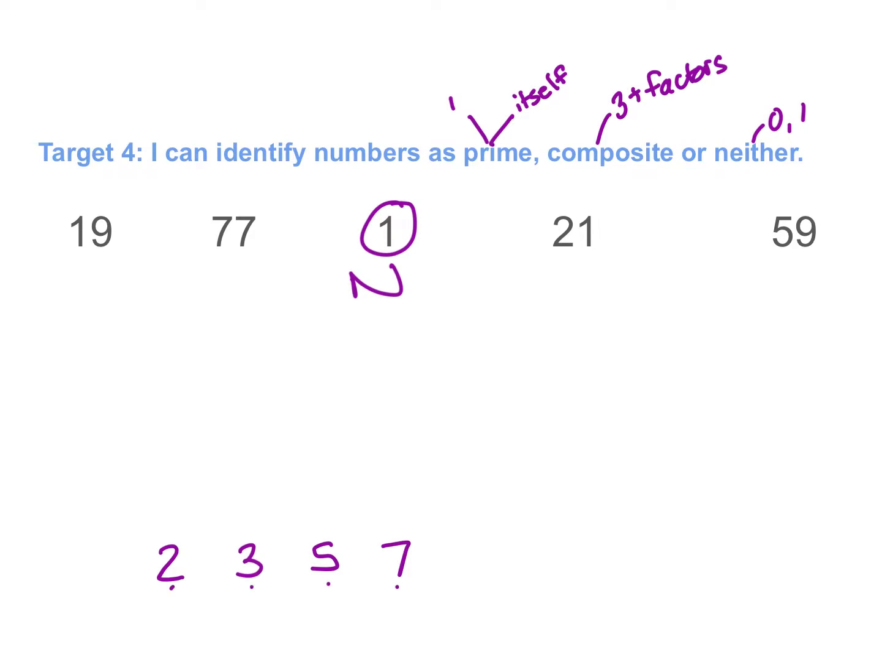So let's go ahead and try it with 19. If we try and divide 19 divided by 2, it doesn't work. How about 19 divided by 3? That doesn't work. 19 divided by 5 doesn't work. 19 divided by 7 doesn't work. And 19 happens to be prime. I'm going to write a P here for prime.